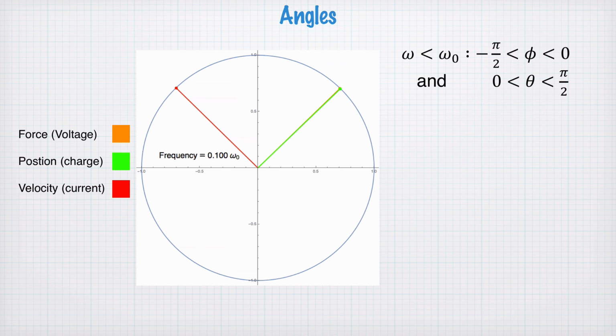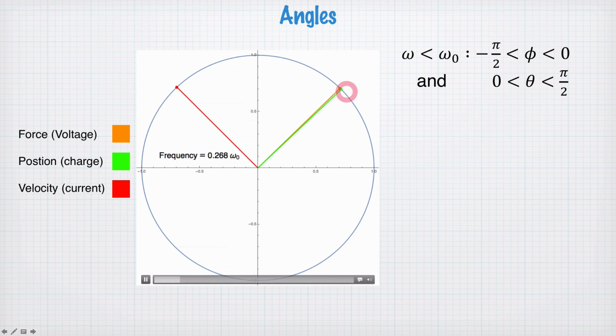Let's now explore these angles involved in a phasor representation. What I'm animating here is the force or voltage in orange, and we see the position or charge is in phase with the drive for frequencies well below the resonant frequency. The velocity or current leads the drive by 90 degrees at low frequencies, that is, frequencies below the resonance. The angle between the red and the green, the position and velocity, is always 90 degrees.